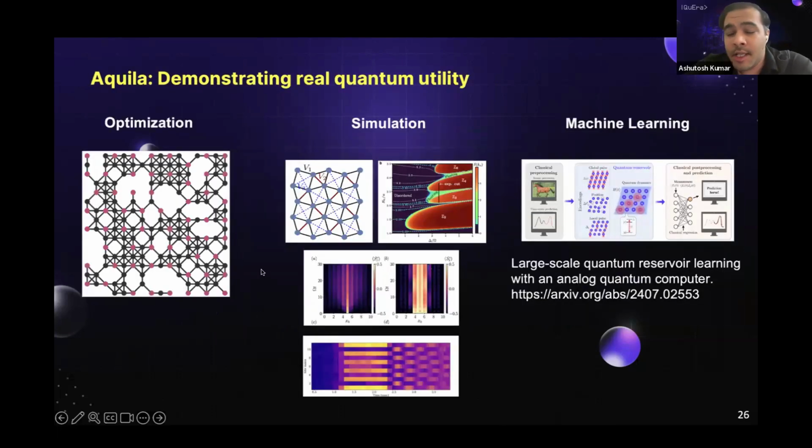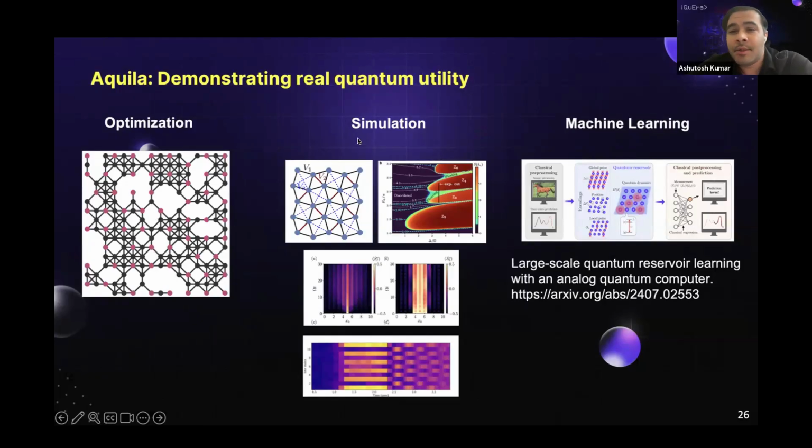So Aquila, as you know, has already been there for more than two years. So a lot of exciting science has already been done using Aquila. And as mentioned before as well, we mostly worked on three thrust directions, starting with optimization, where, as we saw earlier, you attempt to solve hard combinatorial problems on the quantum computer here, using native features of the hardware.